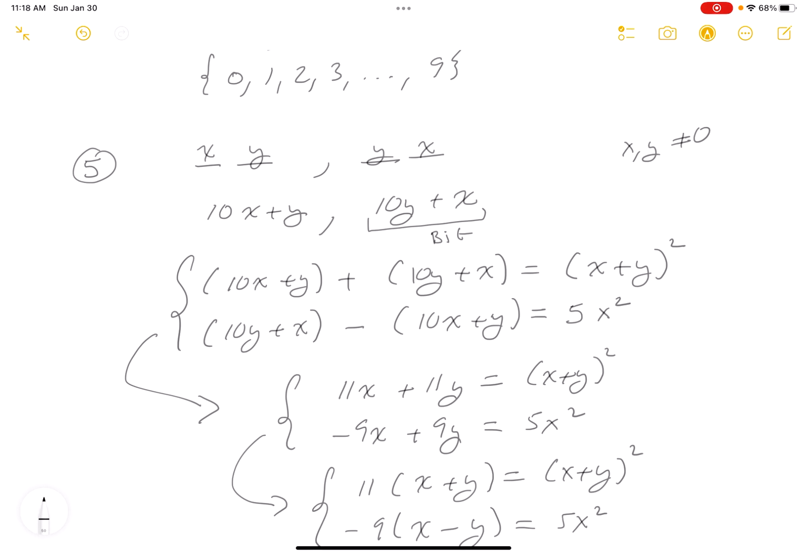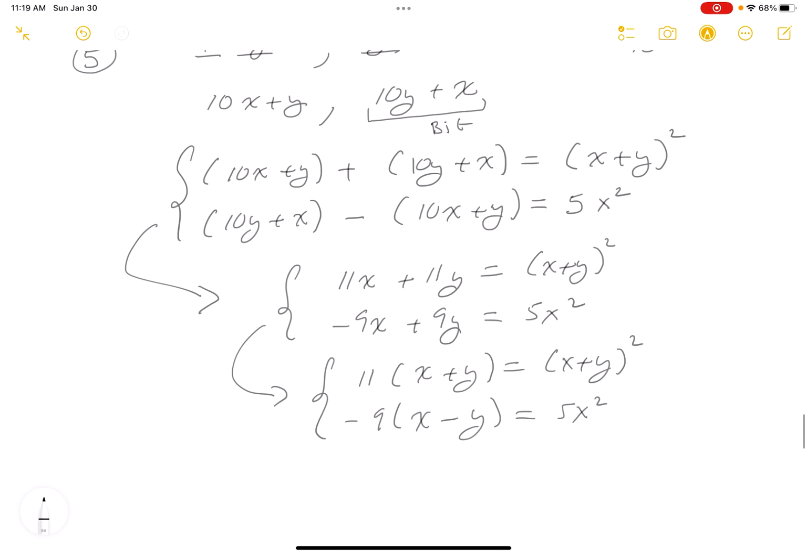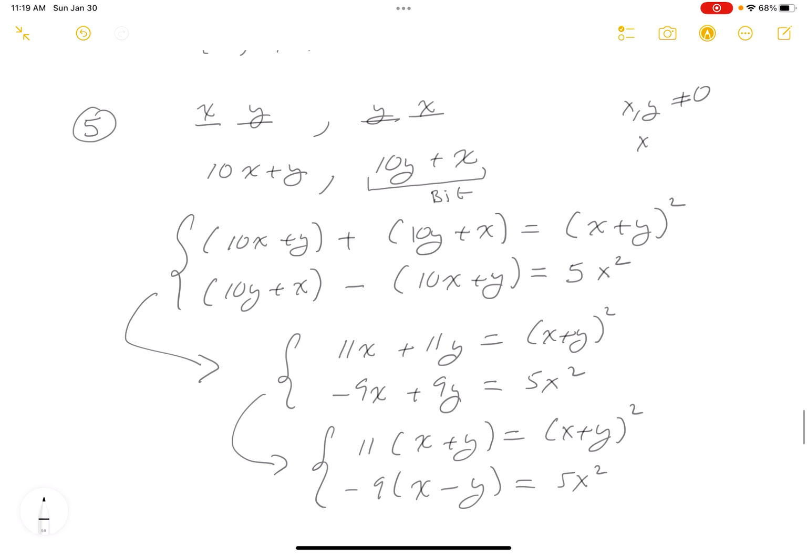And I hope you realize that they're digits. So what are the digits? They could be 1, 2, 3, 4, and so on. So x plus y would never be 0 then. X plus y would never be 0. Never. So x and y can't be 0, and x plus y can't be 0.